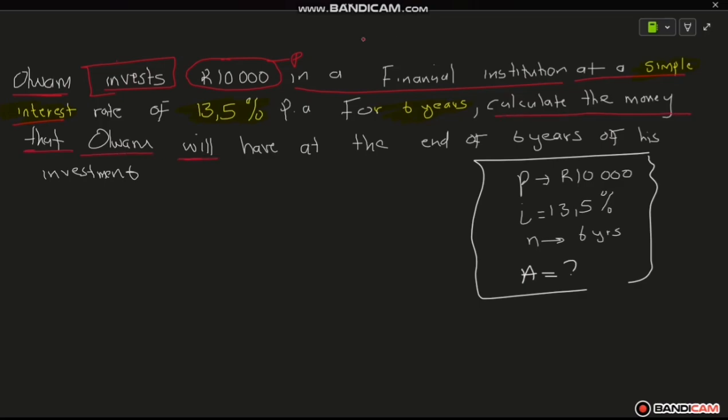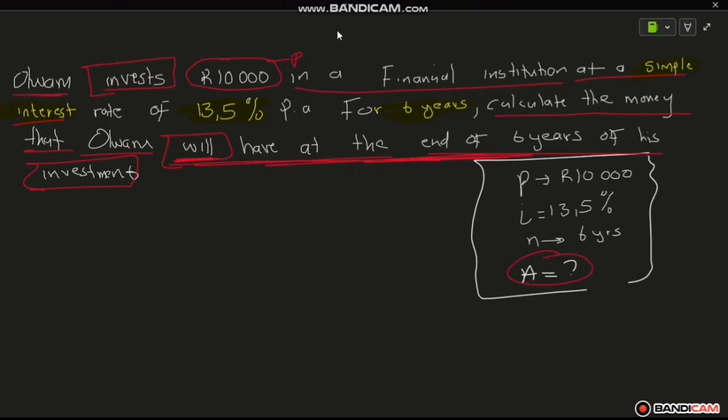Calculate the money that Olwam will have at the end of 6 years of his investment. So the word "will" here, or the last statement, what they want us to do, they're telling us about the money that you will have in future, meaning it is the future value, the accumulated amount. I hope that makes sense.